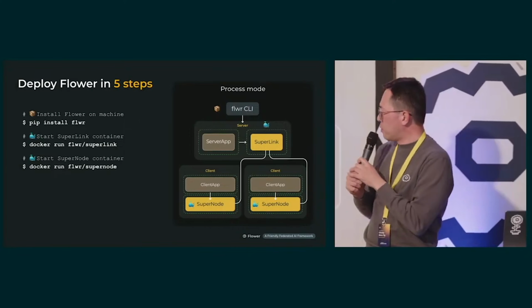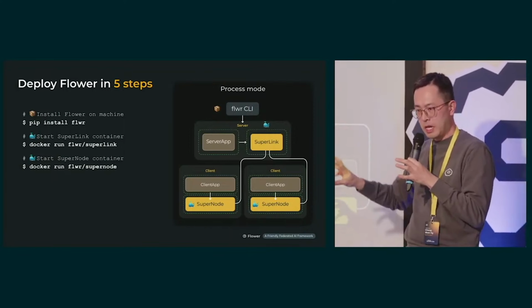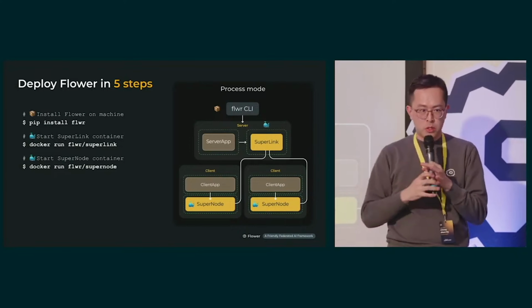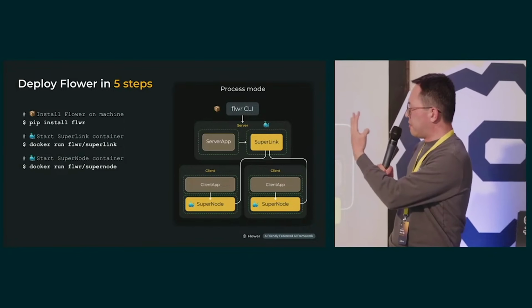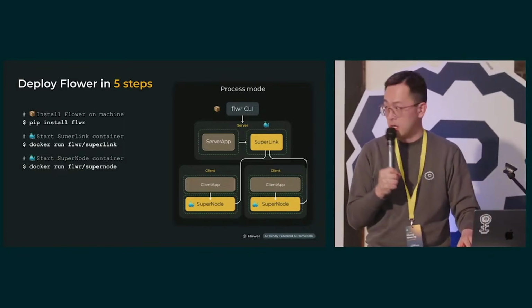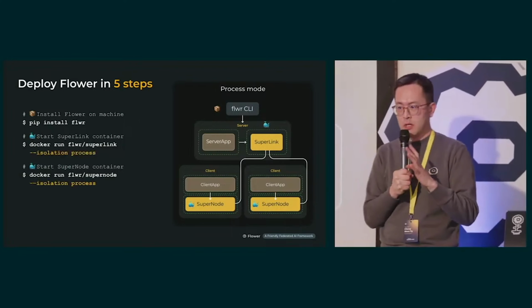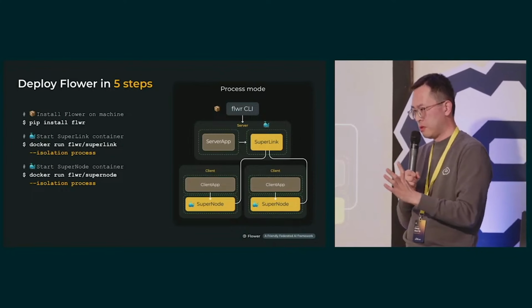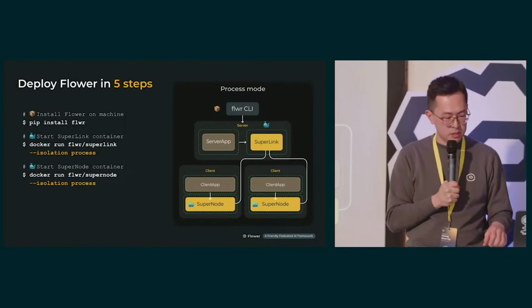And what this means is that all the dependencies of the server app and client apps are completely isolated from the superlink and supernodes. So the superlink and supernodes are now your infrastructure, and you can spin up as many server apps and client apps to connect to these infrastructure components. Now, what are the extra steps that you need here? There are 5 steps. Firstly, we do a tweak to how we start the superlink and supernode containers. We have this --isolation process command.